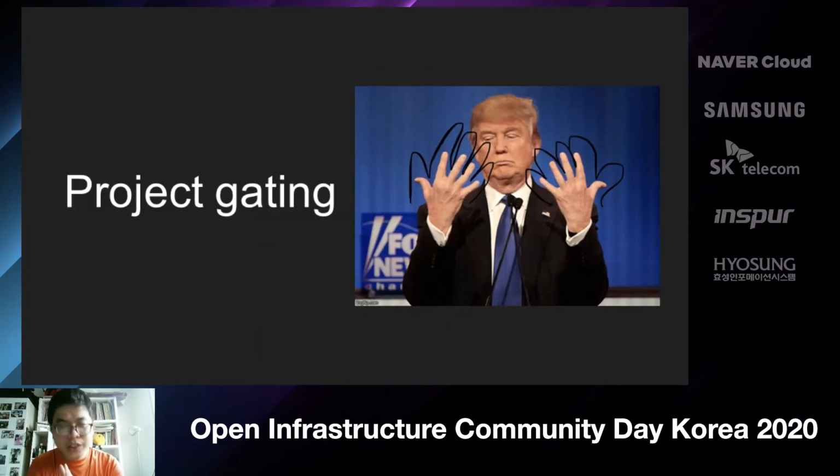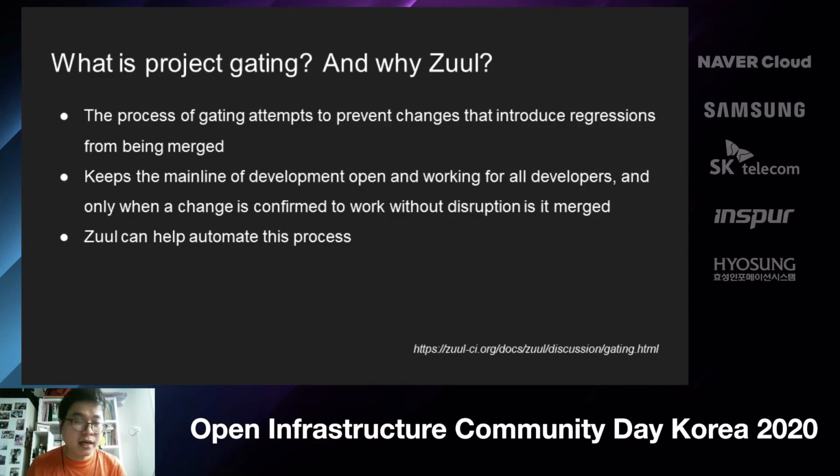So Zuul introduced the concept of project gating. What is project gating? It is the process of gating to prevent changes that introduce regressions from being merged. What does that mean? Let's say developer A, developer B, developer C.